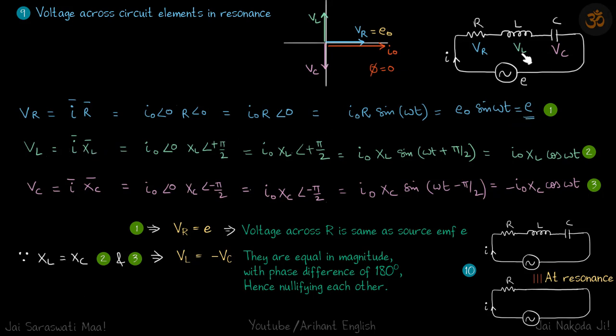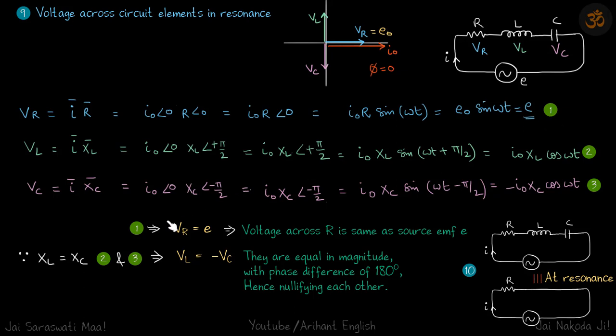Second, VL across the inductor is equal to I XL. So I is again I naught at angle 0, XL is XL at angle pi by 2. So this gives I naught XL at angle plus pi by 2, or I naught XL sin(omega t plus pi by 2), or I naught XL cos omega t, right? Omega t plus pi by 2 gives cos. VC across the capacitor is I XC, equal to I naught at angle 0 times XC at angle minus pi by 2, which is I naught XC at angle minus pi by 2, equal to I naught XC sin(omega t minus pi by 2) as a time function, which is equal to minus I naught XC cos omega t.